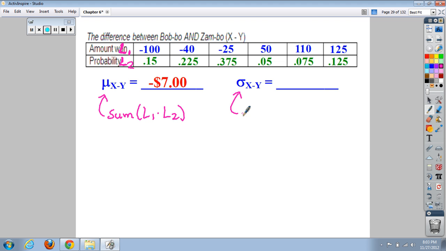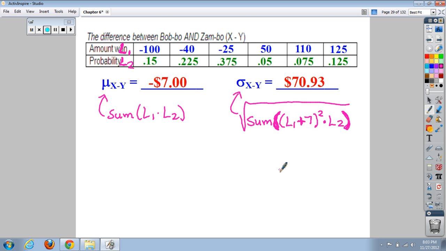And if we were to do standard deviation, well, I can figure out how to do a square root here. We're going to do the sum, double parenthesis, L1 minus, we're going to subtract the mean, which is negative 7, so we're really going to be adding 7, squared times L2, end parenthesis, again, where this parenthesis and this parenthesis are trapping all of this in there, and we get $70.93, which looks kind of familiar.